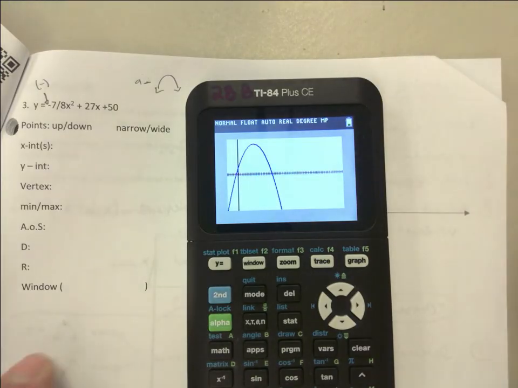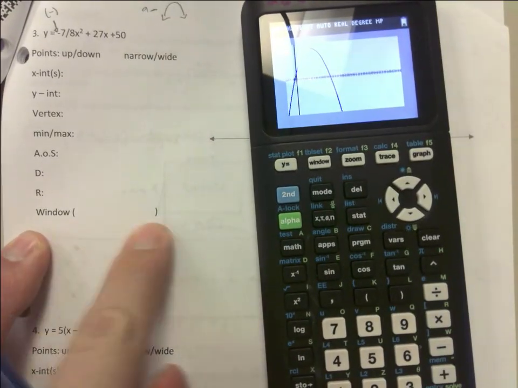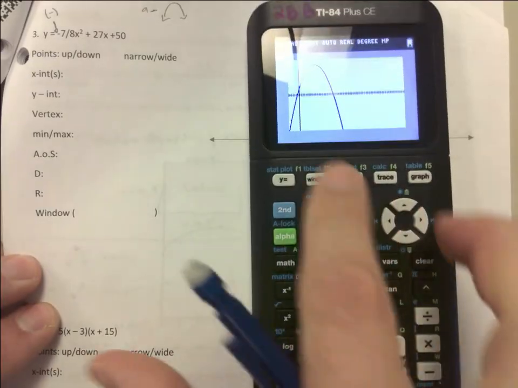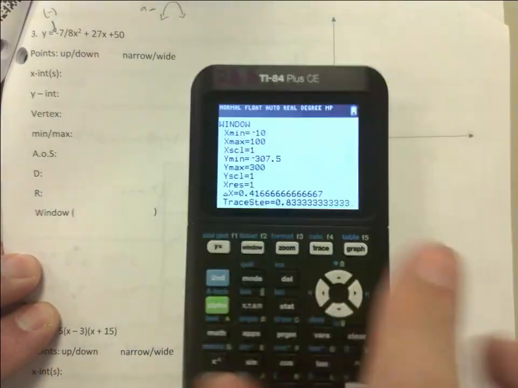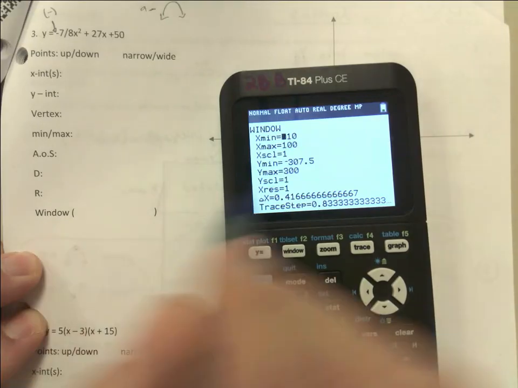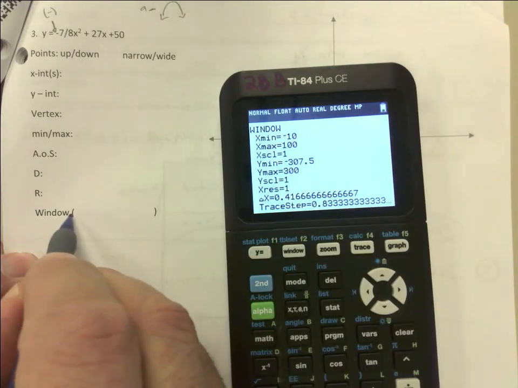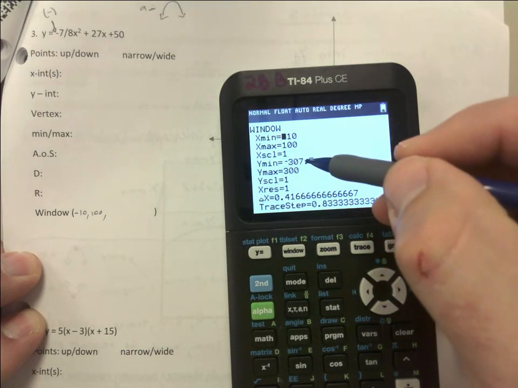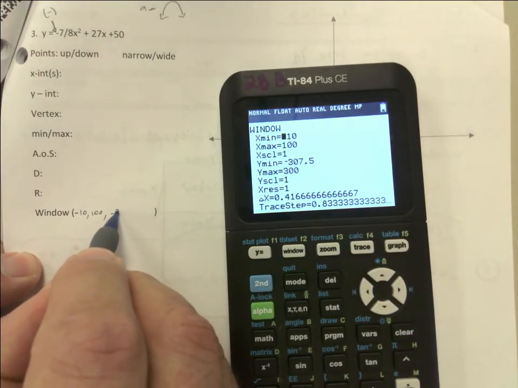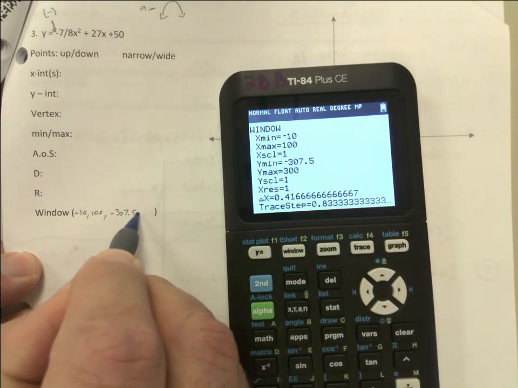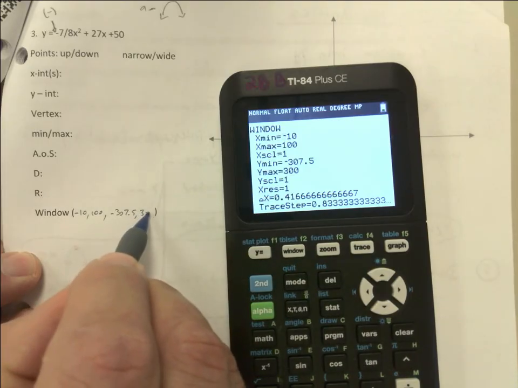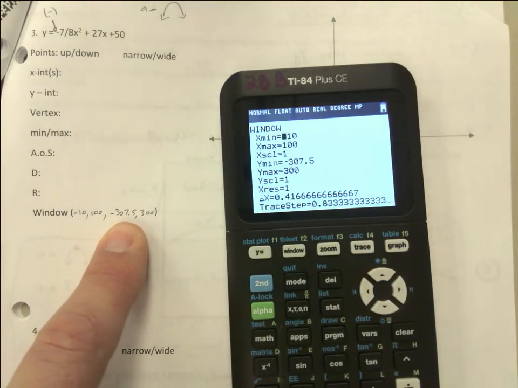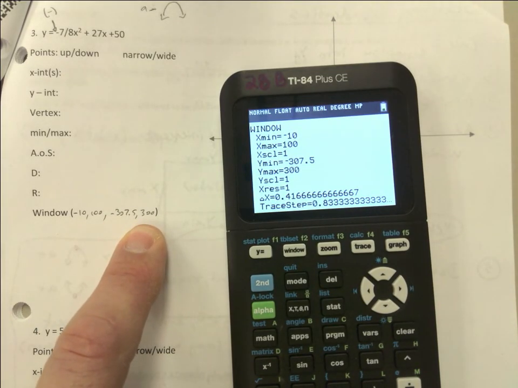So for now, whenever you have the window thing here, I'm asking you, what's your window? Just tell me what you used for x min and x max. So it's -10, 100, correct? So I will go -10, 100. And then you go -30, 300. So you're basically just reading out your x min, x max, y min, y max. That's all I ask you.